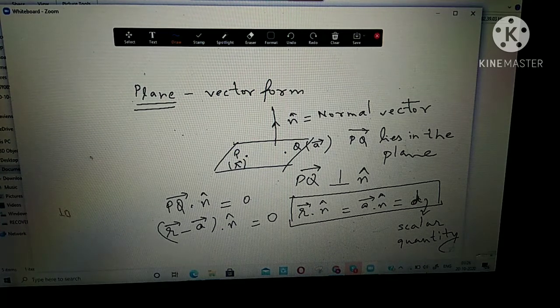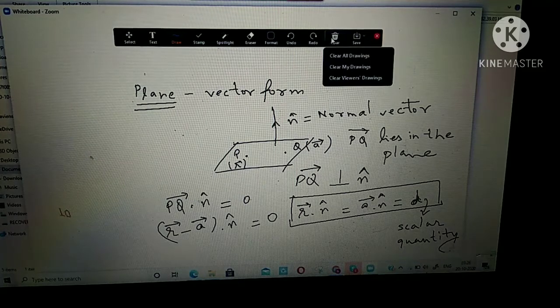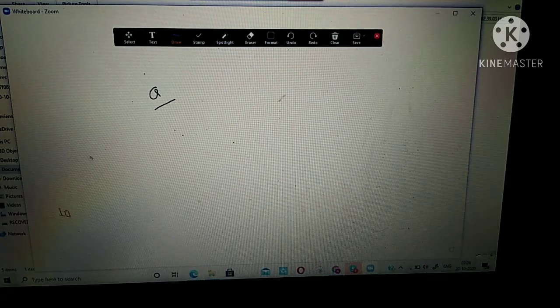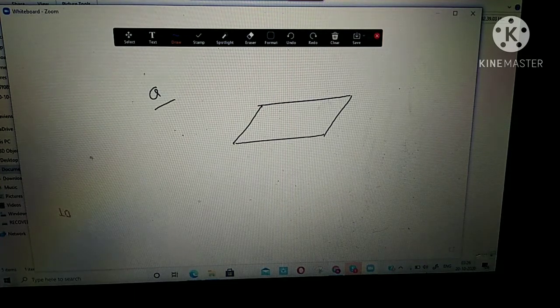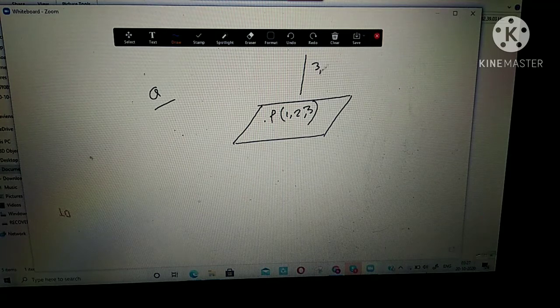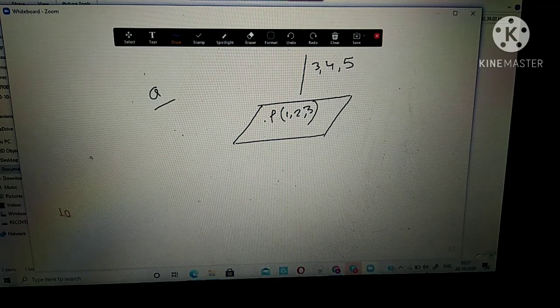Okay, so let's do one question related to this. Suppose we have a plane and a point P, say 1, 2, 3, and there is a normal whose direction ratios are 3, 4 and 5. How do we write the equation of the plane?